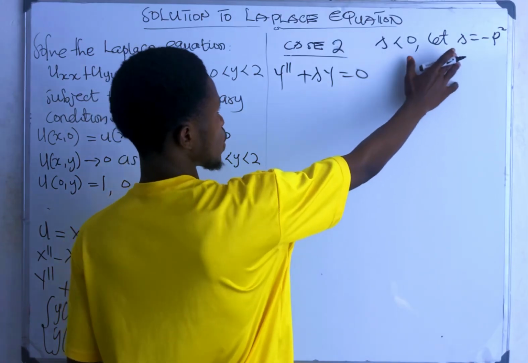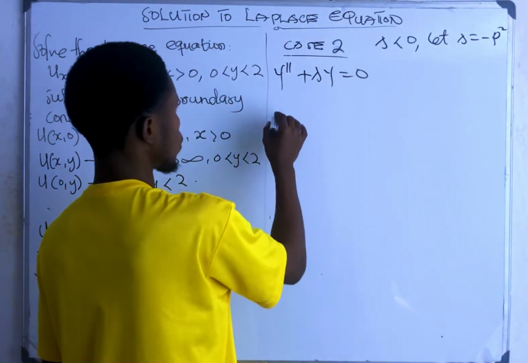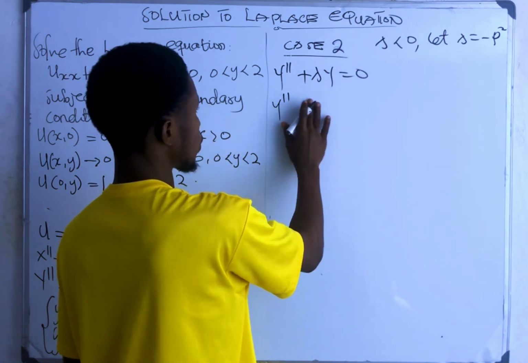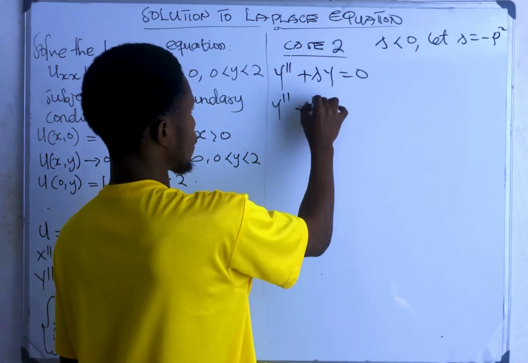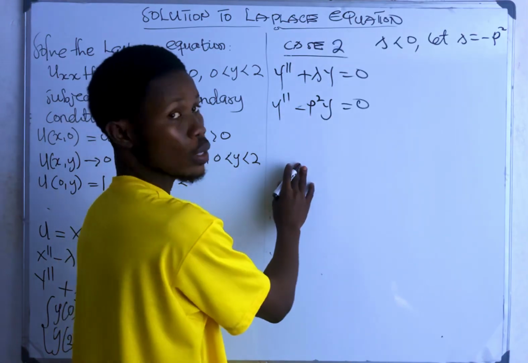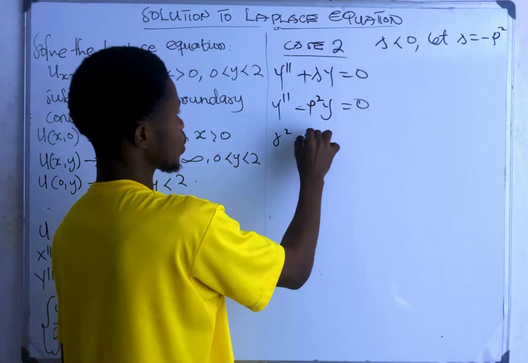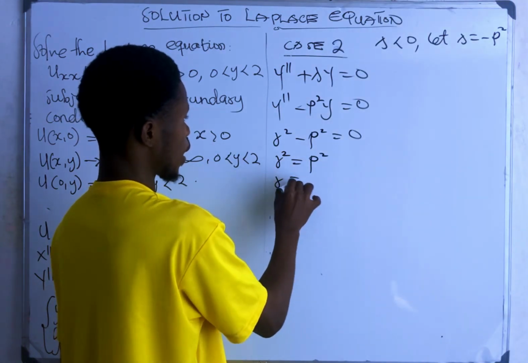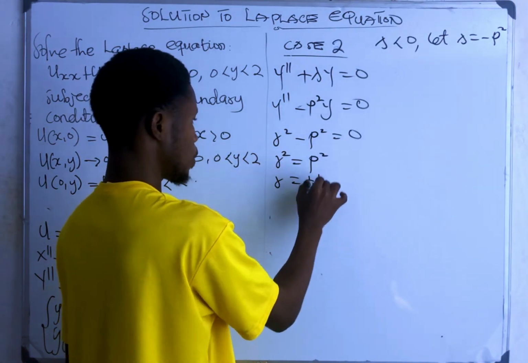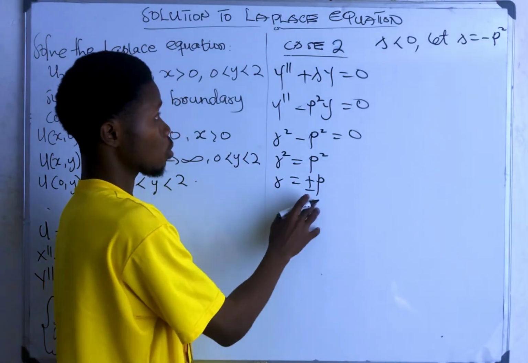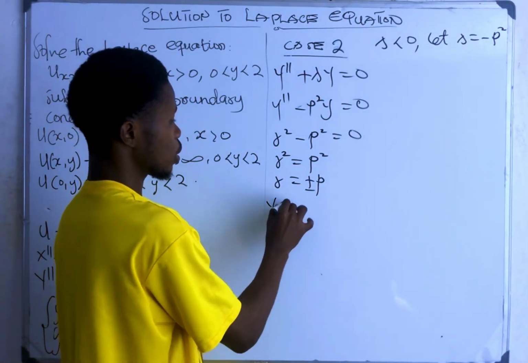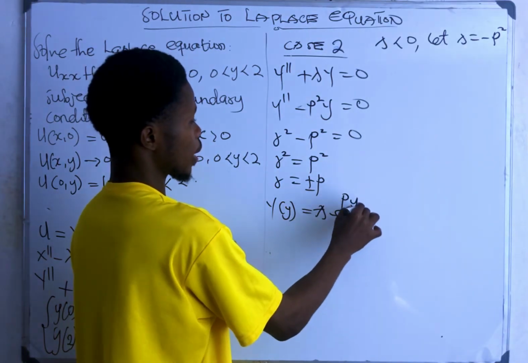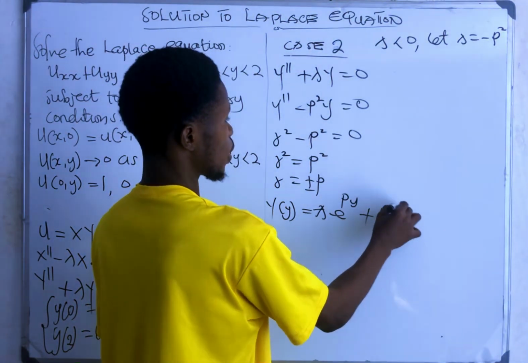When lambda is less than 0, it means that lambda should be negative p squared. So we are going to have y prime prime plus negative p squared y equals 0. So you can say that r squared minus p squared equals 0. So my r squared equals p squared, which means that my r will be plus or minus p. So you know how to write the solution for this. The solution is going to be a e to the power py plus b e to the power negative py.